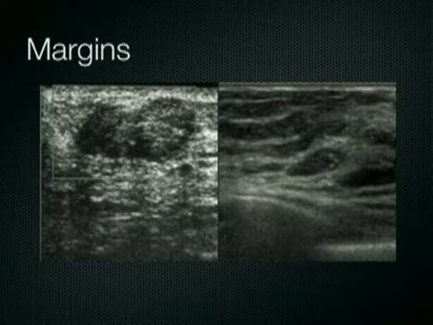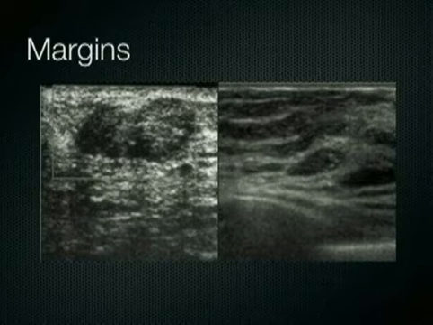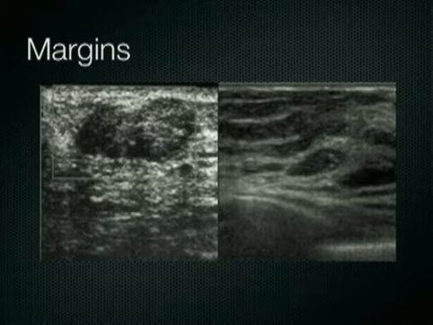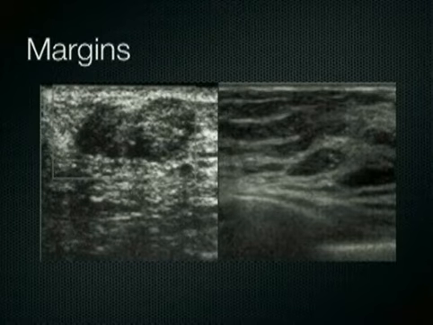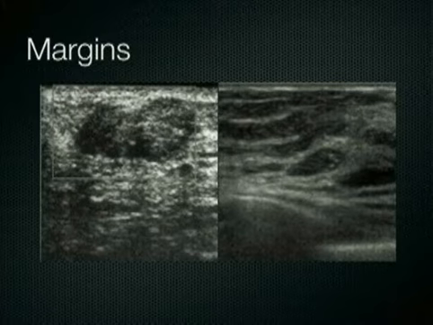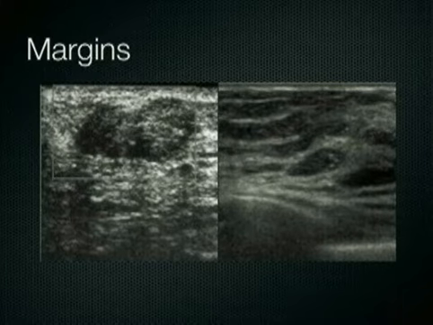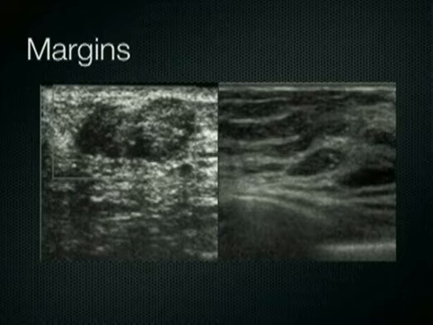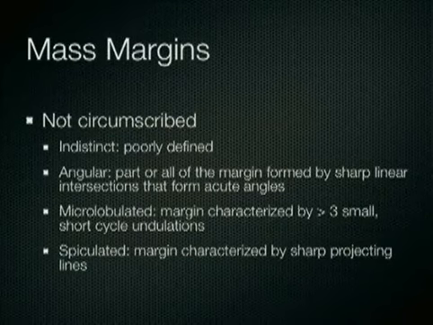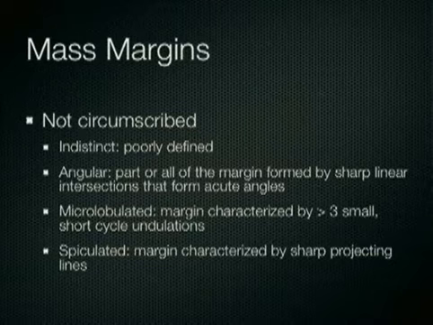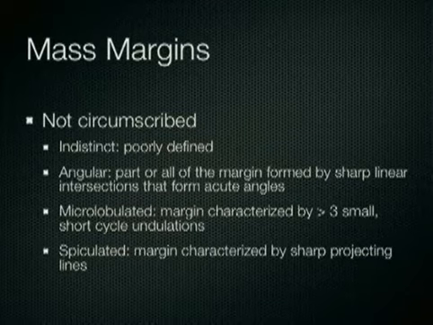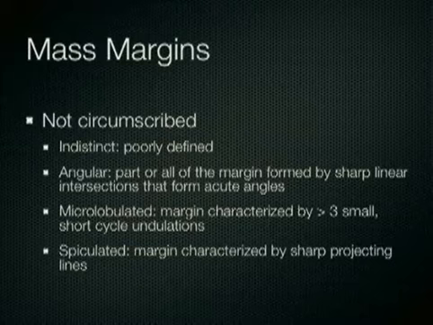Here's a fibroadenoma which shows a circumscribed margin, sharply defining the mass from the surrounding breast tissue on the left, and a smaller lesion, also fibroadenoma, showing similar features on the right. If the mass is not circumscribed, it may consist of one or more of the descriptors, including indistinct, angular, microlobulated, or spiculated.